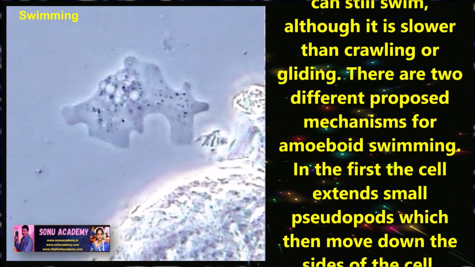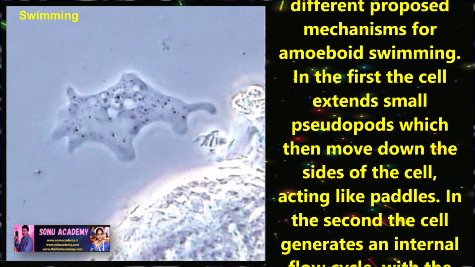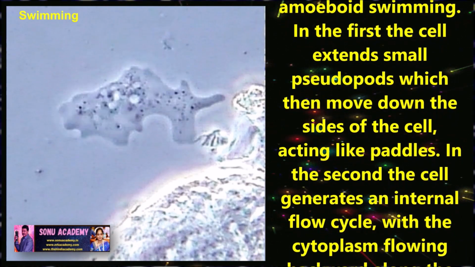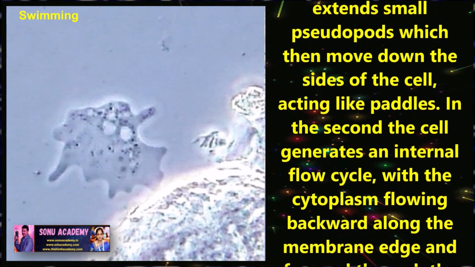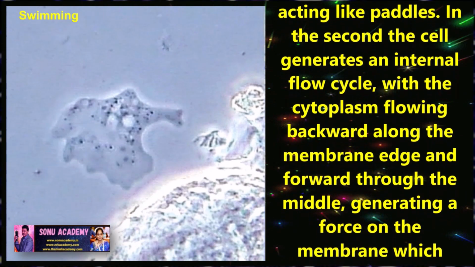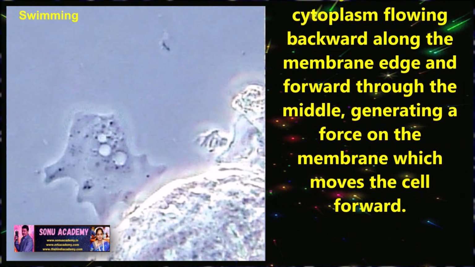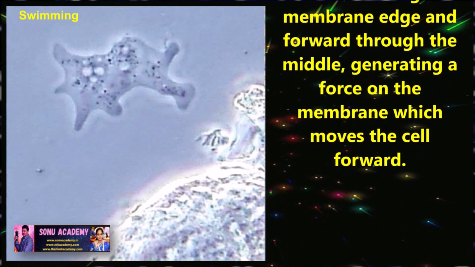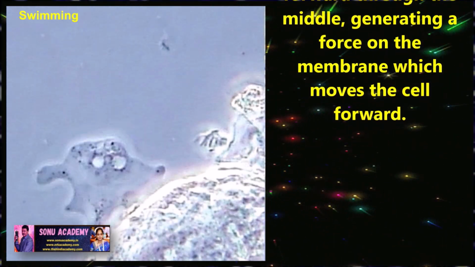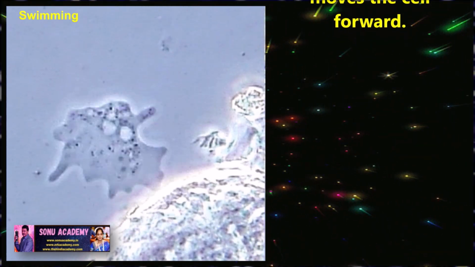There are two different proposed mechanisms for amoeboid swimming. In the first, the cell extends small pseudopods which then move down the sides of the cell, acting like paddles. In the second, the cell generates an internal flow cycle, with the cytoplasm flowing backward along the membrane edge and forward through the middle, generating a force on the membrane which moves the cell forward.